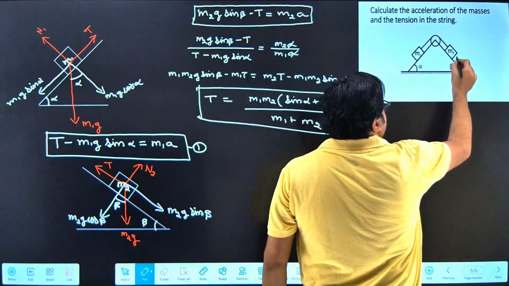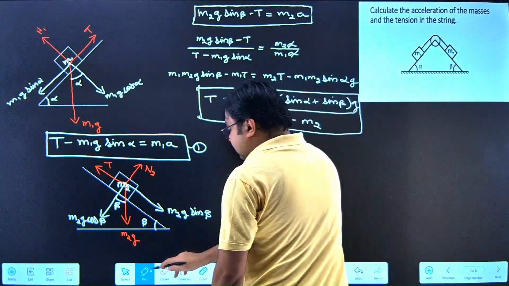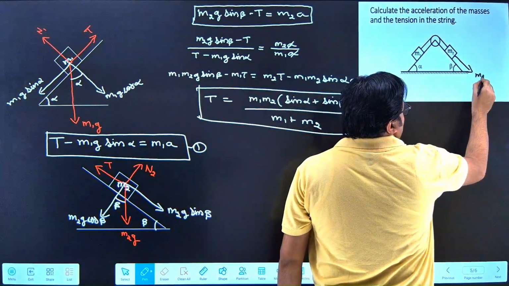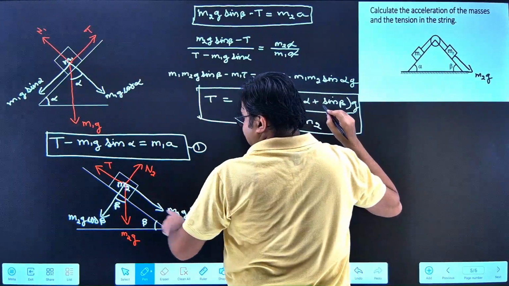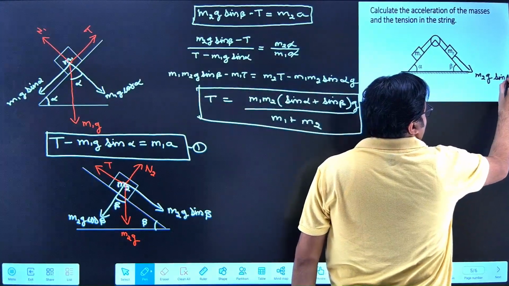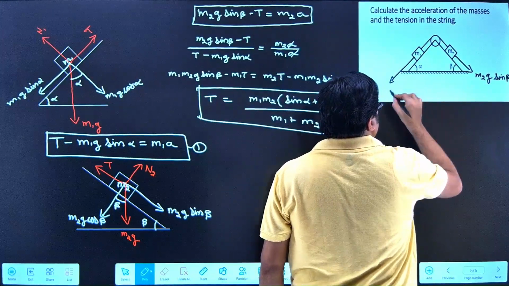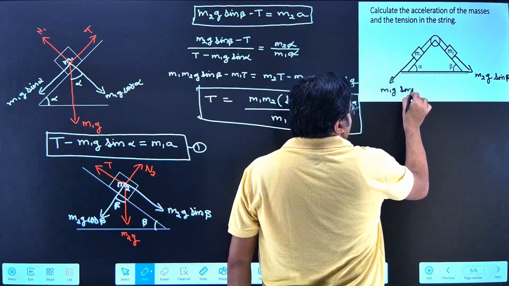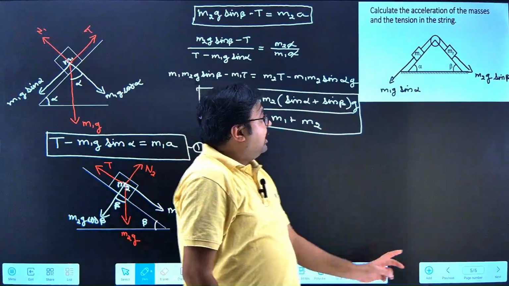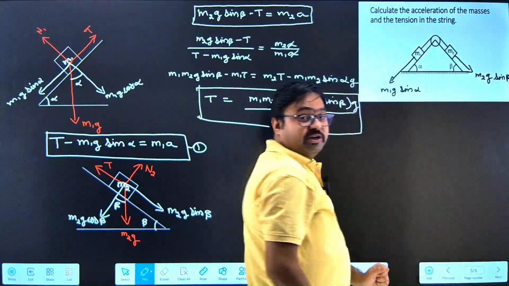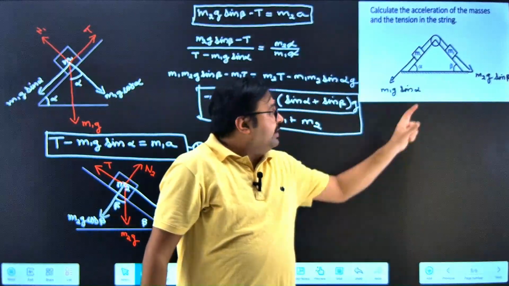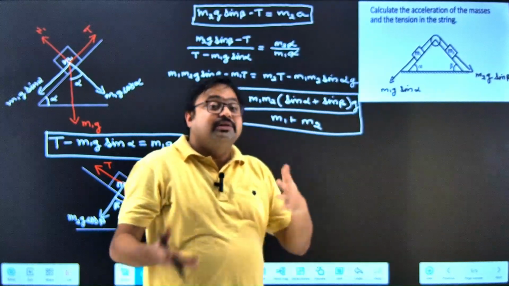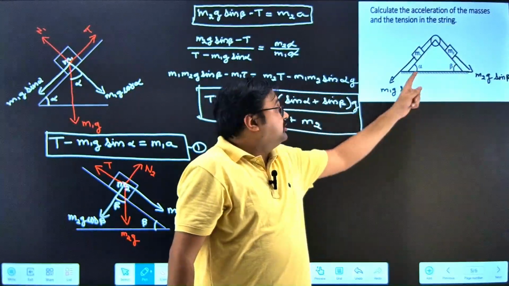So what's the force that's acting in this direction? Let's try to figure out. The force that's acting in this direction is m2 into g sin beta. Now what's the force that acts in this direction? It's m1 into g sin alpha. So these two are the pulling forces, by the way. And we said that m2 is going to go down and m1 is going to go up. If that is the situation, then obviously m2 into g sin beta must simply be greater than m1 into g sin alpha. That's also a condition to find out whether m2 goes down or it goes up.